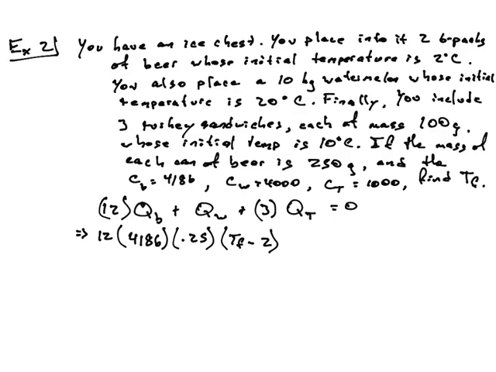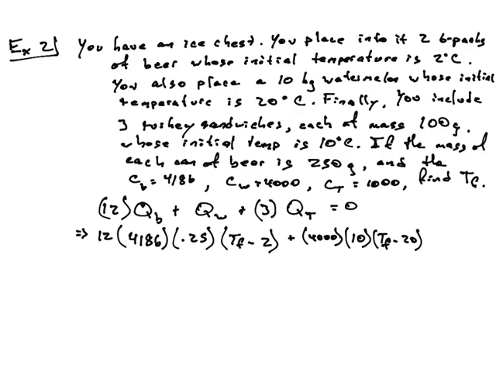And now we have the watermelon. Q for watermelon, so it's C, which is 4,000. The mass of the watermelon, 10 kilograms, so that's 10. Delta T, final minus initial. Initial temperature was 20.